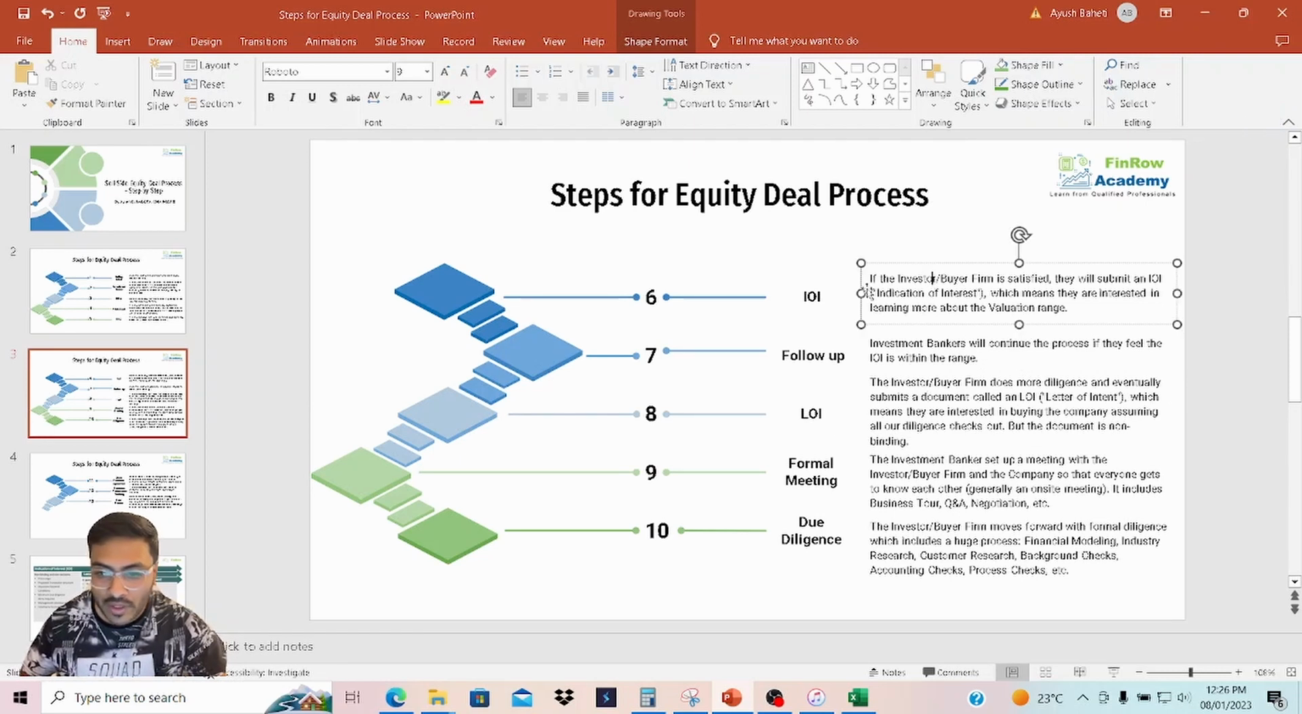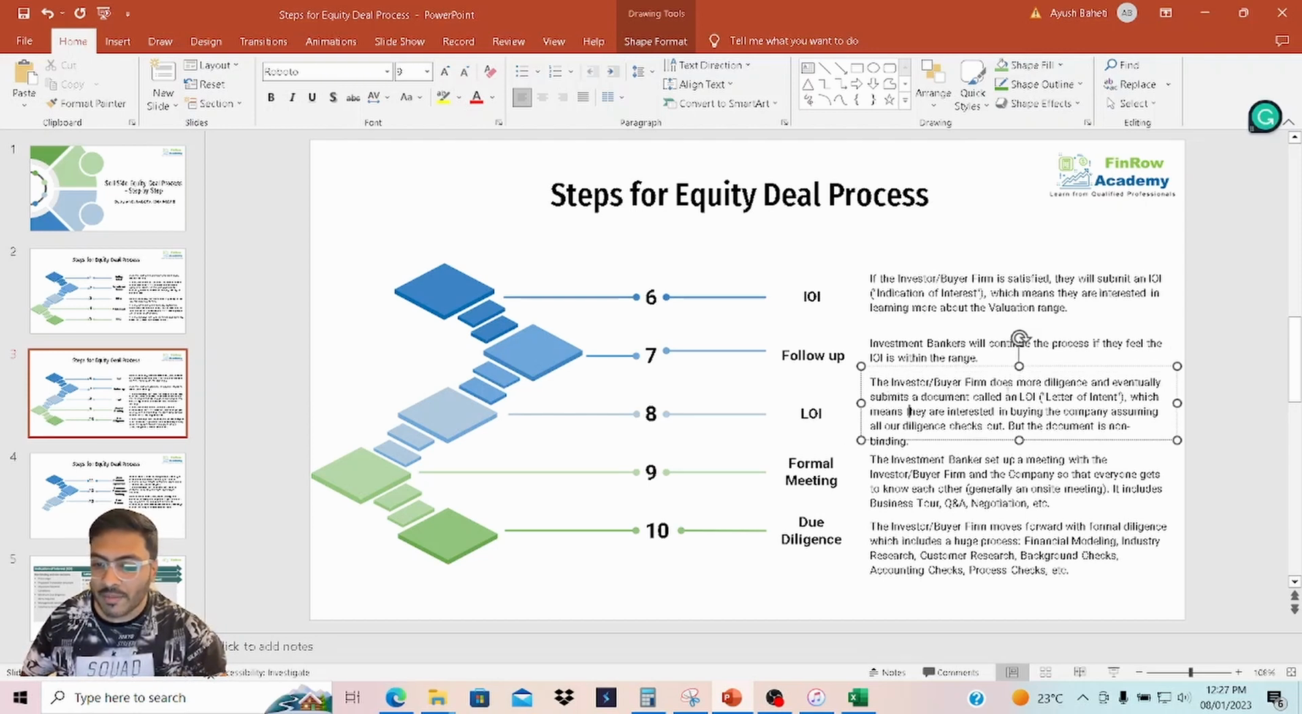I'll just quickly go through the slide as well. In the IOI step, if the investor or buyer firm is satisfied, they will submit an IOI, indication of interest, which means that they are interested in learning more about the valuation range. Then the seventh step is that the investment banker will continue the process if they feel the IOI is within the range. So in our case, it is within the range. So let's move to the next step, which is LOI, letter of intent.